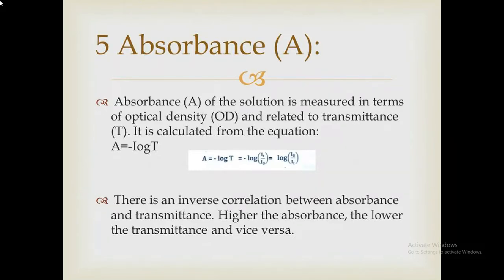And between transmittance and absorbance, there exists an inverse relation. These two are inverse, since the negative sign indicates they are inverse to each other. So an inverse correlation between absorbance and transmittance means the higher the absorbance, the lower the transmittance, and the lower the absorbance, the higher the transmittance.